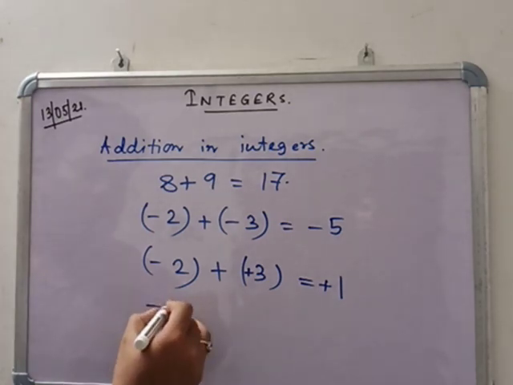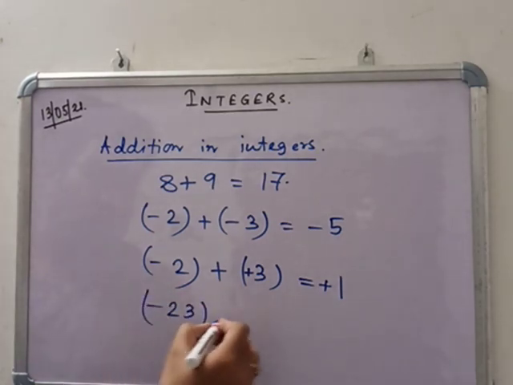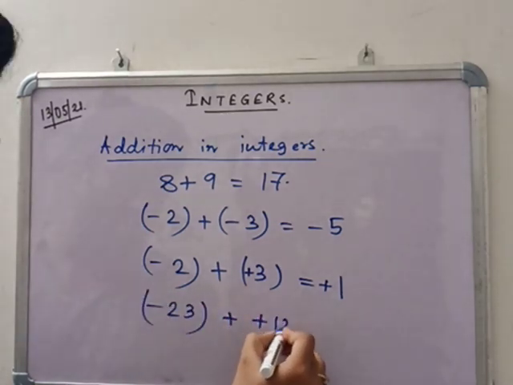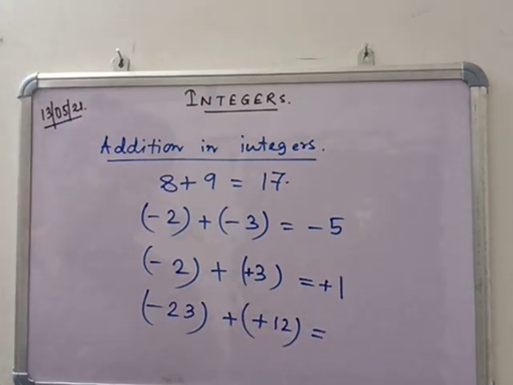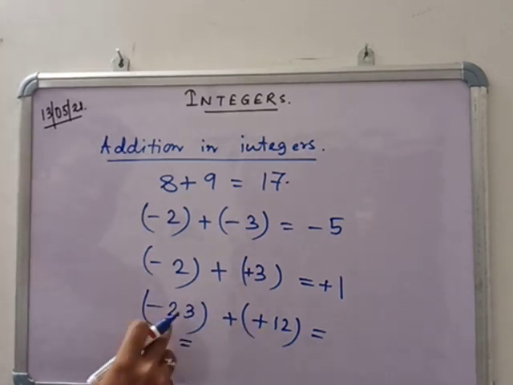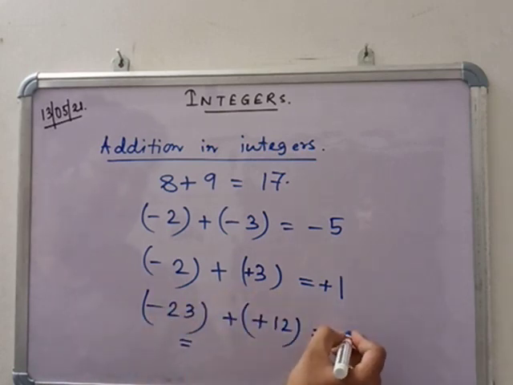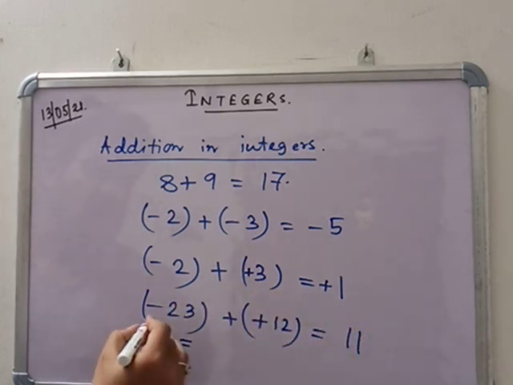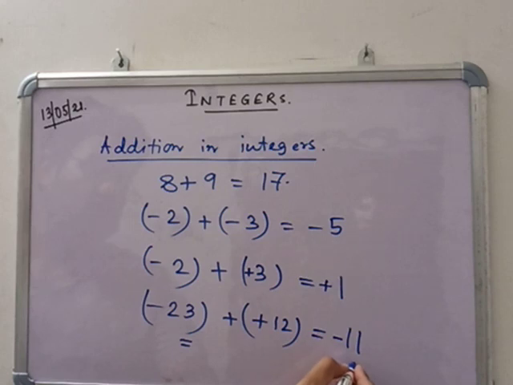Similarly, if we calculate minus 23 plus 12, then which is the bigger number here? 23 is the bigger number here. Okay. Now what is the difference between these two? 11. And what is the sign of 23? Minus. So minus 11. So this is the normal process for finding the addition of integers.